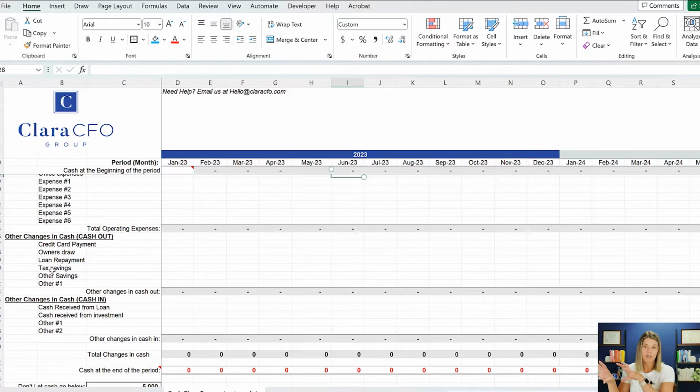So let's say you have a tax savings account that's on the side, and you can't touch that because that's going to pay taxes. Don't include that in your cash flow forecast. If it's savings and you don't want to touch it and you don't want to use it for operations, put it to the side, okay? And don't include that total.